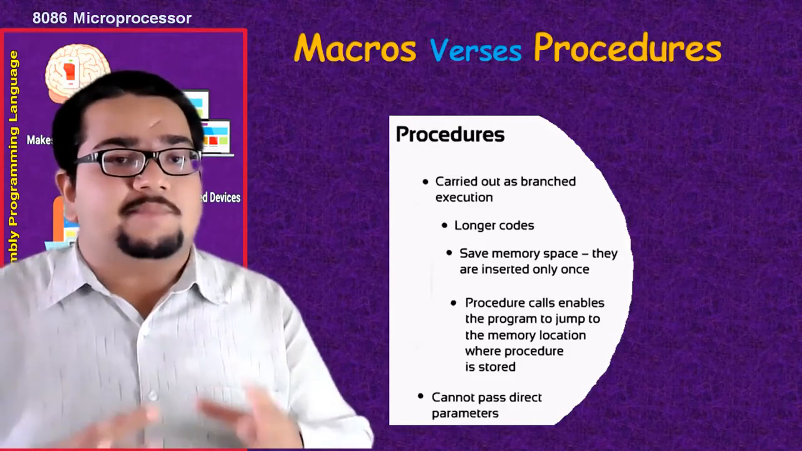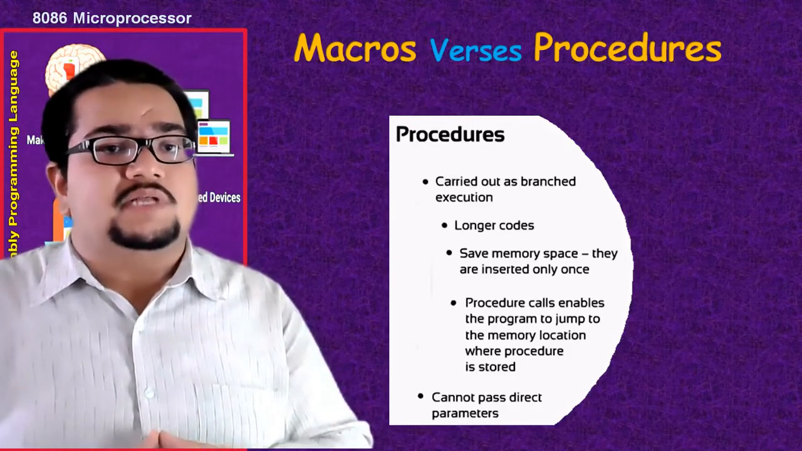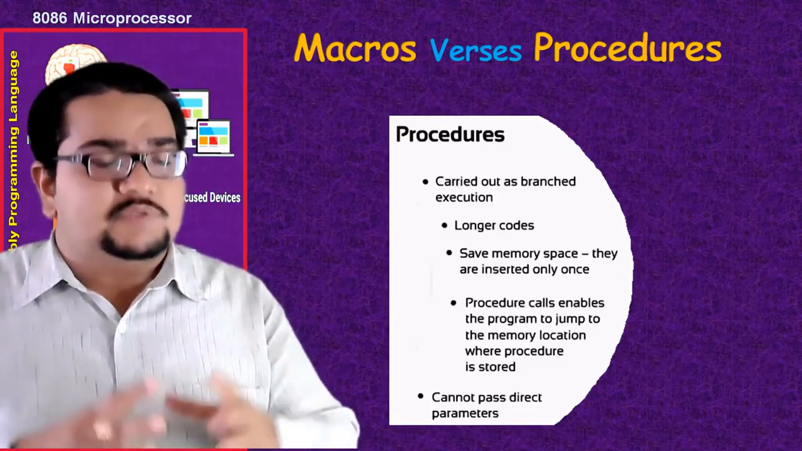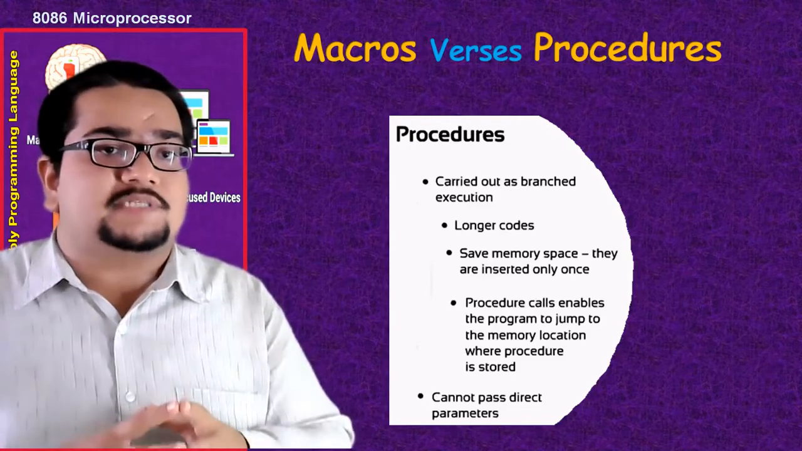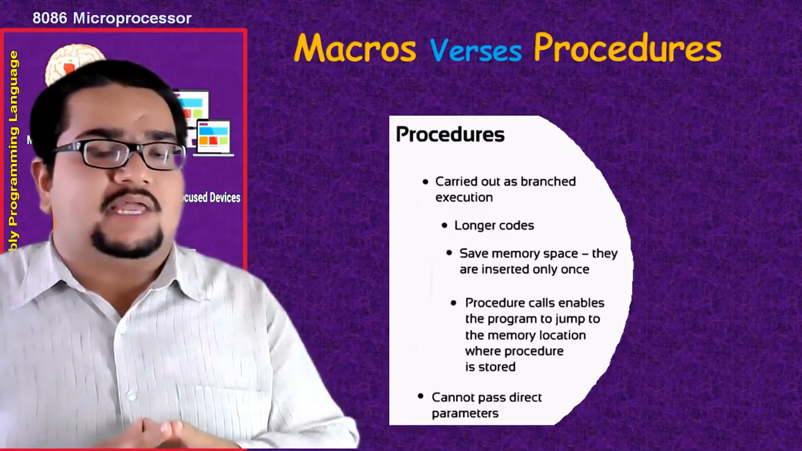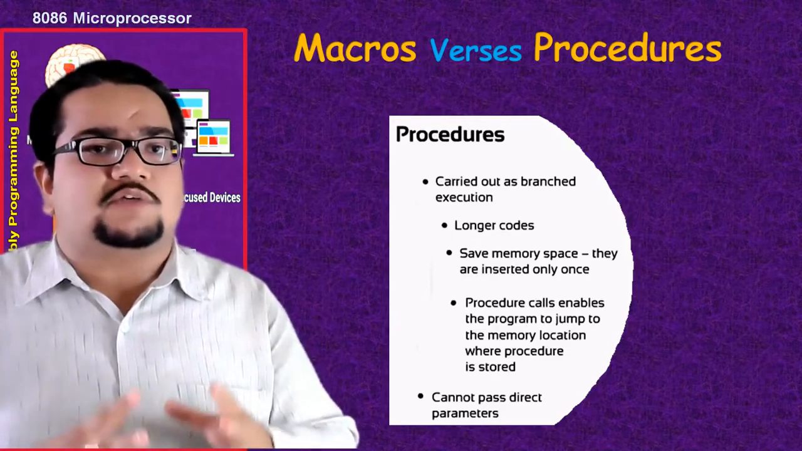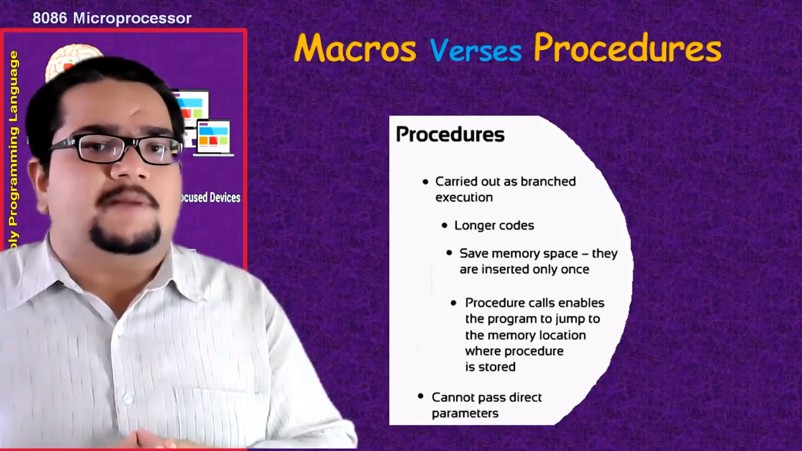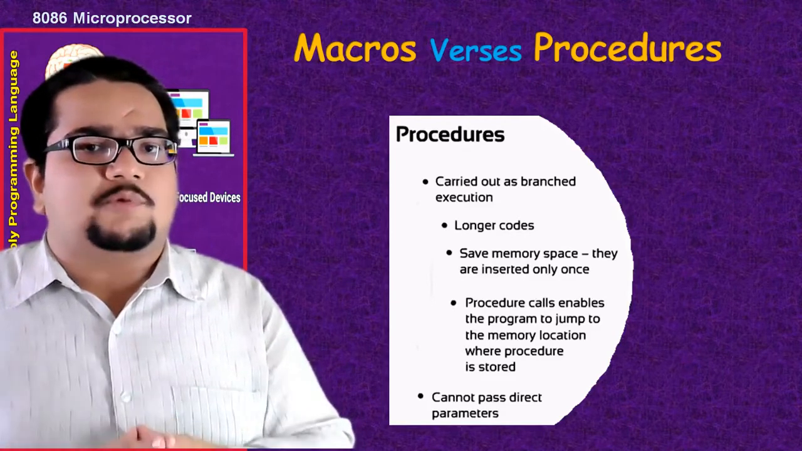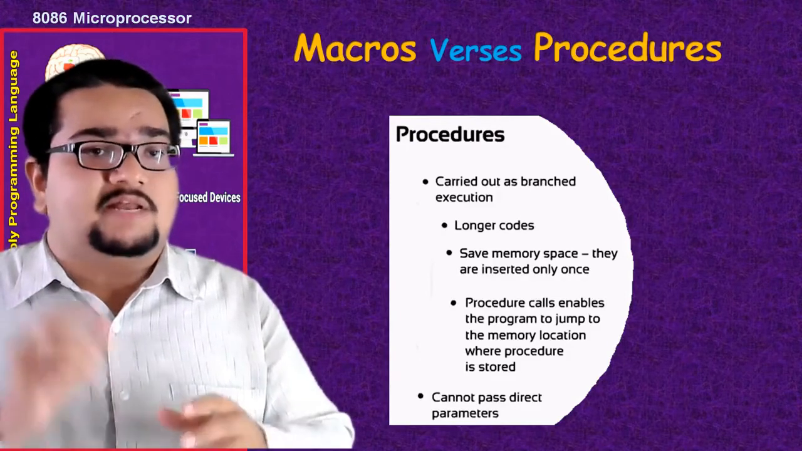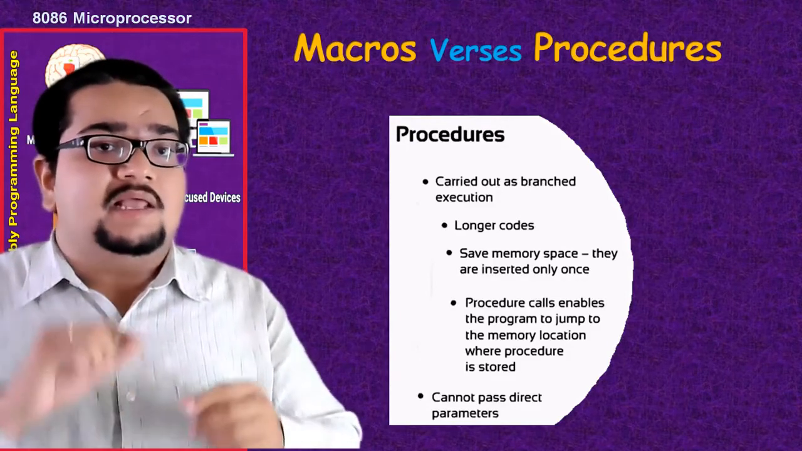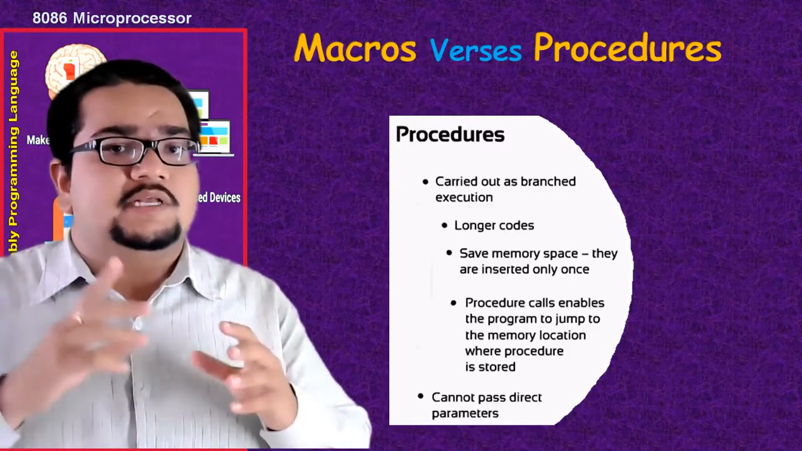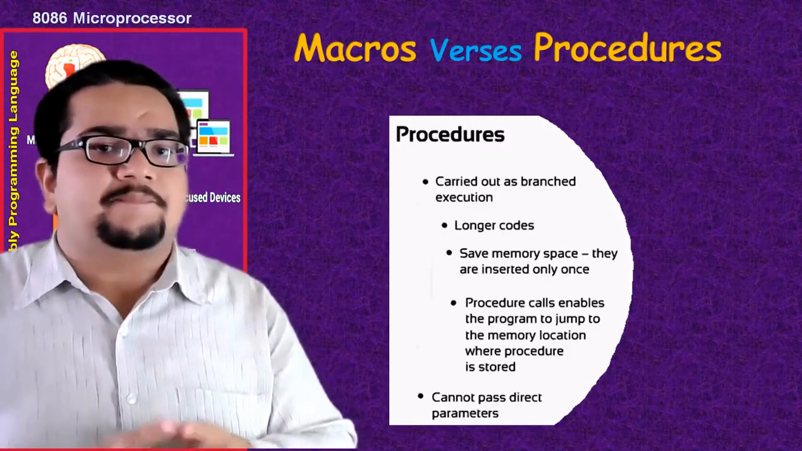But instead, when I write it in a procedure, only 10 bytes of space will be used, because the same 10 bytes of space I am using 10 times in my program. I am using them 10 times, but not copy-pasting into my main program, so that reduces the size of the memory space used for programming. Procedure calls enable the program to jump to the memory location wherever the procedure is stored. Whenever the procedure name is found in assembly language programming, the program execution will go to that particular memory location wherever the procedure is stored and execute those instructions there.